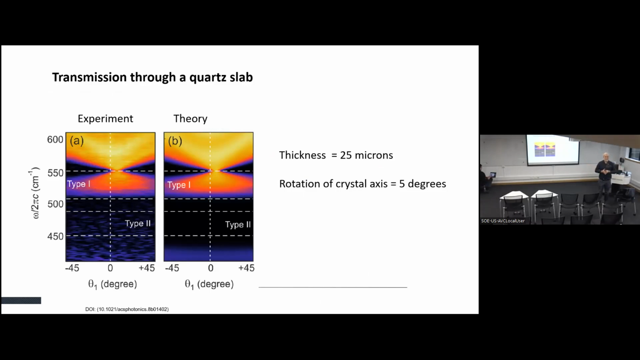Questions? Yeah, please. So you showed reflection for the antiferromagnet, right? Yes. And then transmission for quartz. Yes, that's correct. Can you do the transmission experiment for then antiferromagnet, and would the resonance be also 1 to 2 terahertz? Yes.